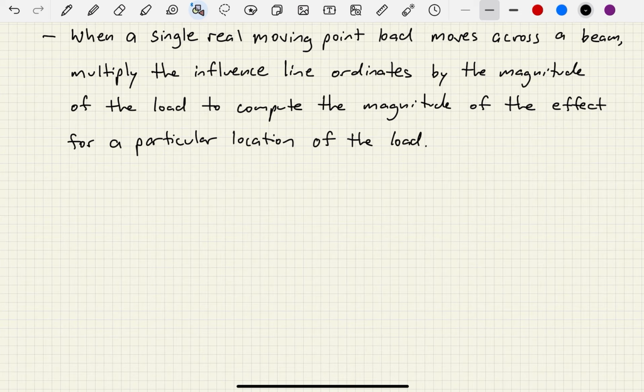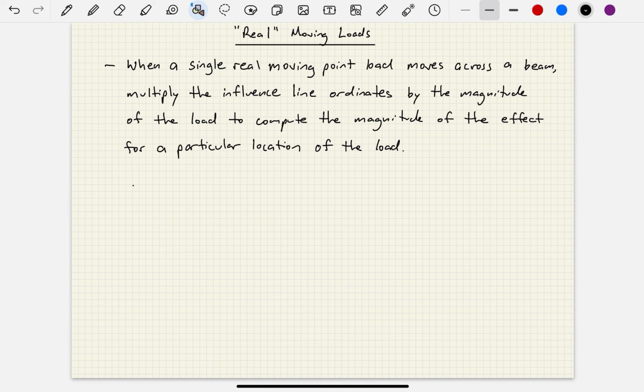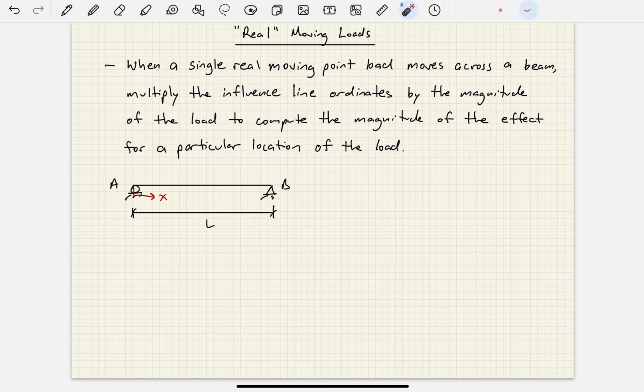Let's say that we have a simply supported beam here. Let's say that we got a roller here and a pin here. And let's say that this is point A and point B, okay? And then we're going to put the coordinate X there. And then, of course, let's say that this total length is L, all right? So what does the influence line for AY look like? What's the shape of the influence line for AY?